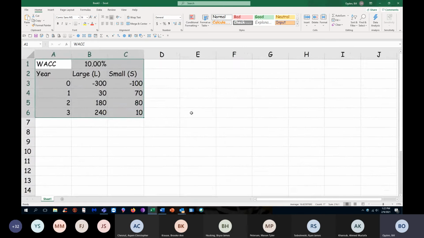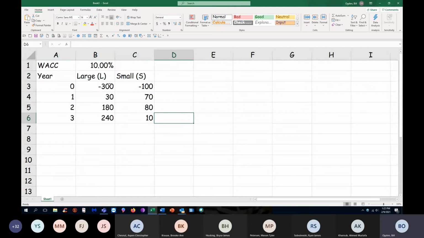Okay, I have a large project, L, costs 300, generates cash flows of 30, 180, 240 the next 3 years, and a small one, S, invest 200, generates cash flows of 70, 80, and 10. All right, so first of all, let's find ourselves some common metrics, and we'll start out with the NPV, which is the best one, and let's also do the IRR.